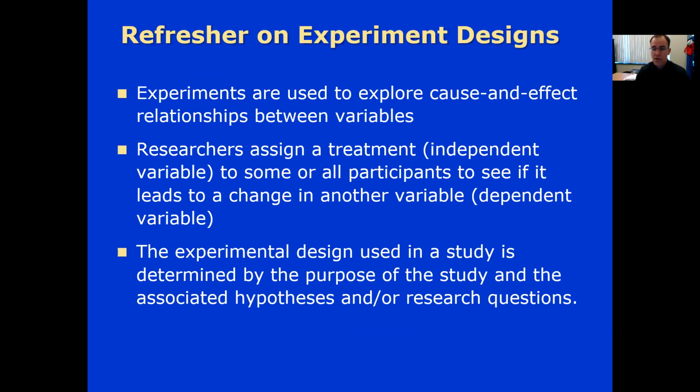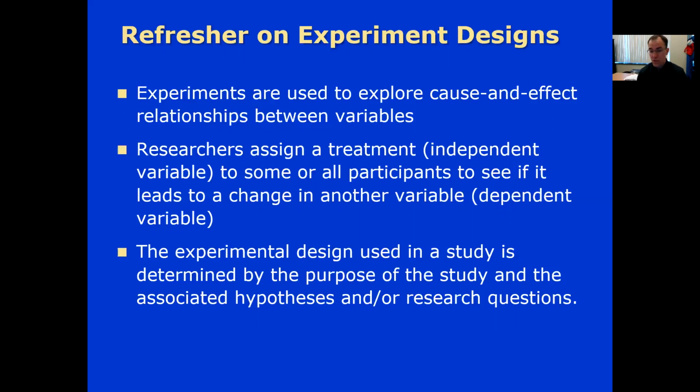Experimental designs are used to explore cause and effect relationships between variables. Did one thing potentially cause another? In other words, did eating a certain amount or type of food potentially cause an increase in health risk, for example, or did performing a particular type of resistance training have an effect on muscle mass increase?